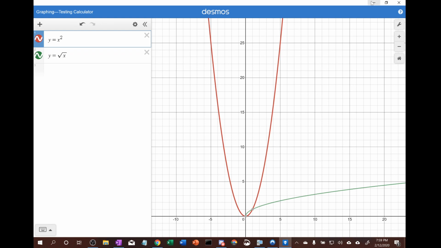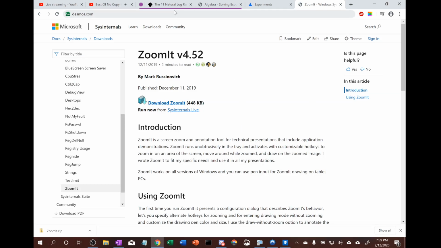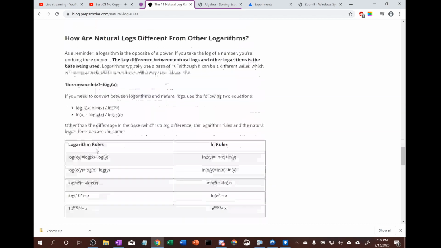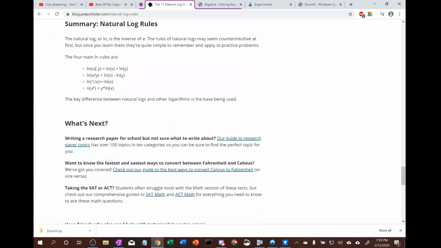Well, that was interesting. So yes, we can do log stuff on the calculator. I mean, on Desmos. So we can use Desmos to help us as well.